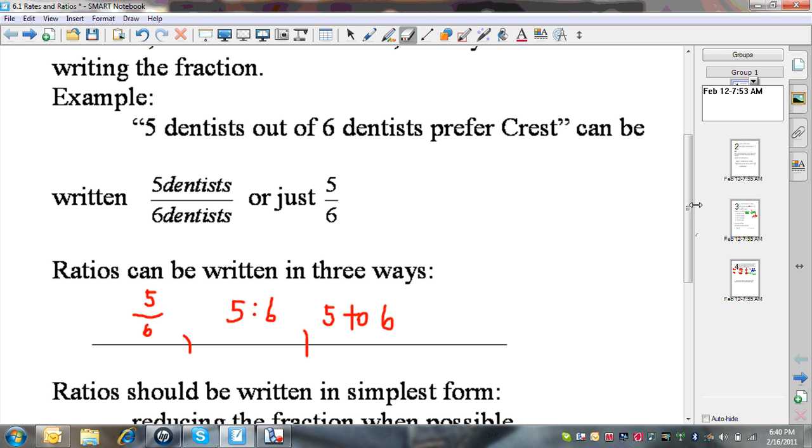When we're talking about ratios, we can actually write them 3 distinct ways. You can see this in the middle of page 269, and I've written it here.